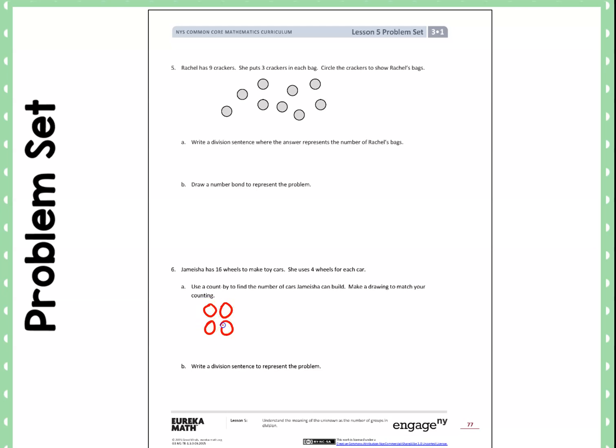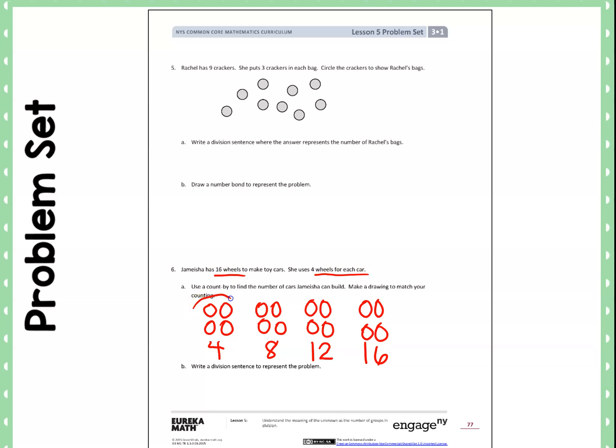Okay, so here's 4 wheels. So for each car, there's 4 wheels. So there's 4. Okay, there's another 4. So we have 4, 8, 12, 16. Okay, so she has 16 wheels total, 4 wheels for each car.